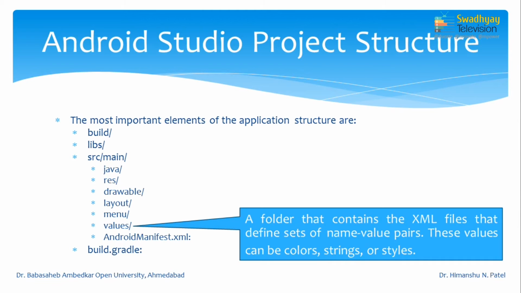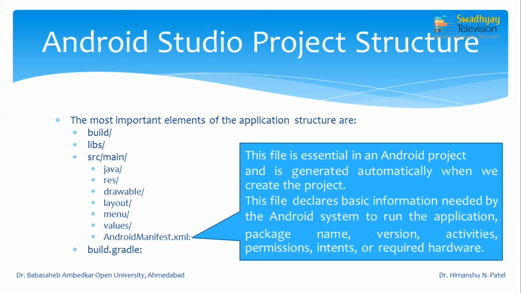Values is a folder that contains XML files that define sets of name-value pairs. These values can be color, string or style. You can specify your own color as a name and value pair. For example, title may be hello world. So, you can specify title as a name for a string and hello world as a value for that string. You can store color, string, even style inside this values.xml file.